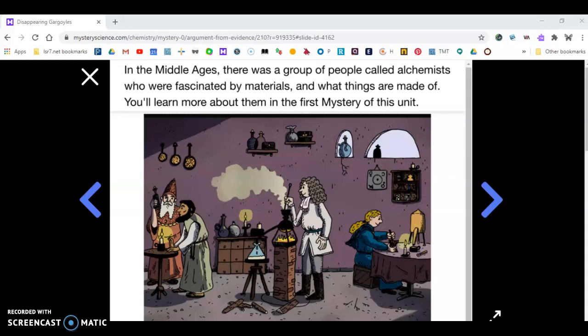Hi scientists, in our first lesson of disappearing gargoyles, you took time to observe a new gargoyle and an old gargoyle, and you completed your See, Think, Wonder chart. We are going to continue the unit starter by learning more about the disappearing gargoyles. In the Middle Ages, there was a group of people called alchemists who were fascinated by materials and what things are made of. You'll learn more about them in the first mystery of the unit.